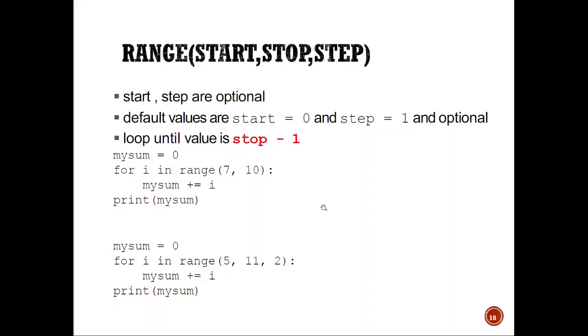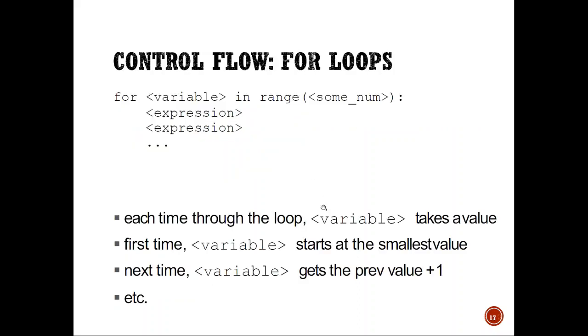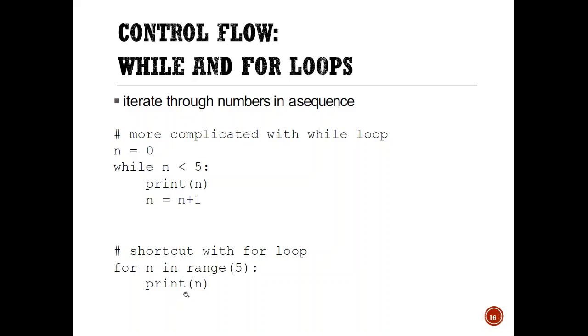That's why, if we go back to the previous example, using this structure we would print the numbers 0, 1, 2, 3, and 4, because at the stop value, we actually stop at the value minus 1.